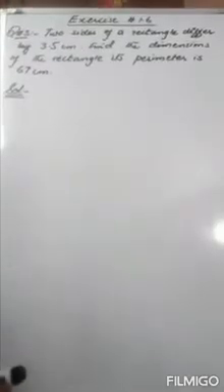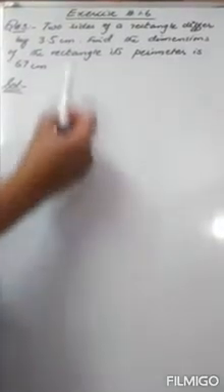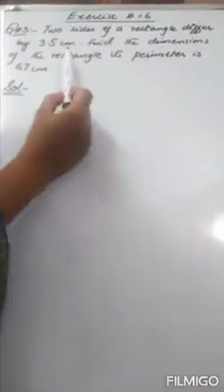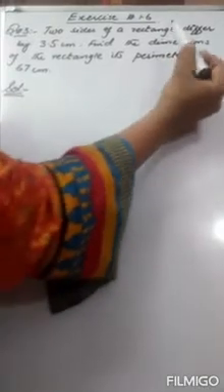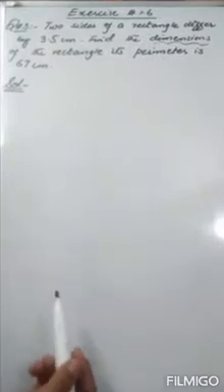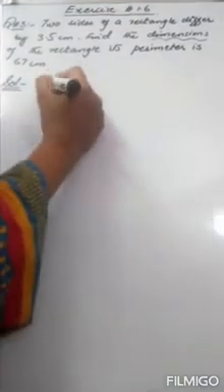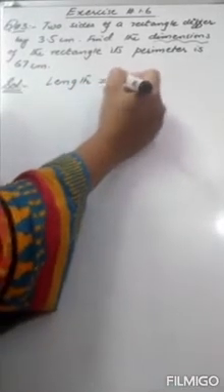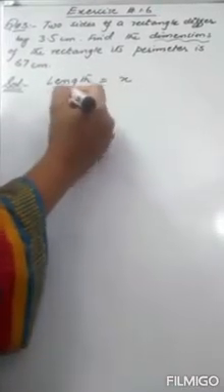Okay class, the next question is question number 3. Two sides of a rectangle differ by 3.5 centimeter. Find the dimensions. Again we have to find the dimensions, which means we have to find the length and width. So we will suppose the length and width like x and y. Let length be equal to x and width be equal to y.